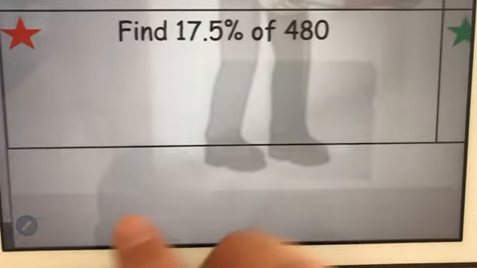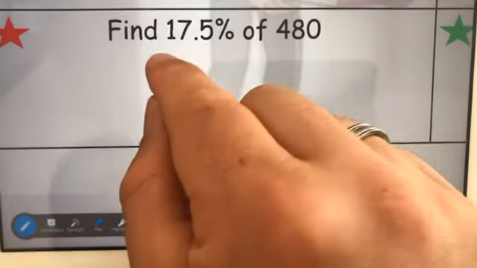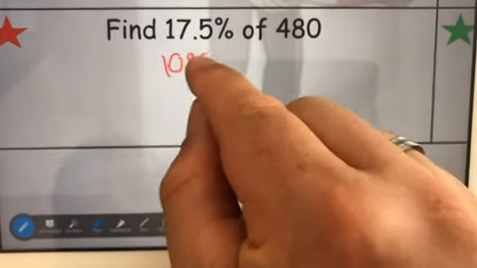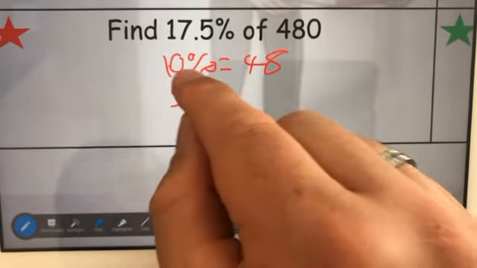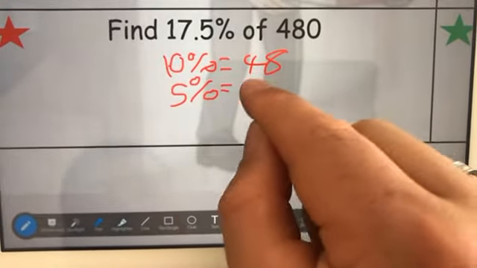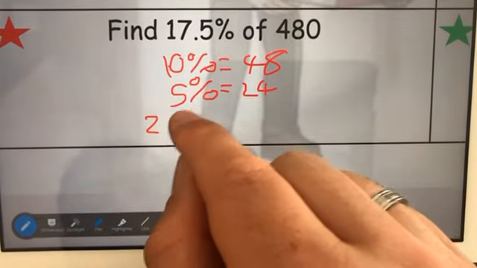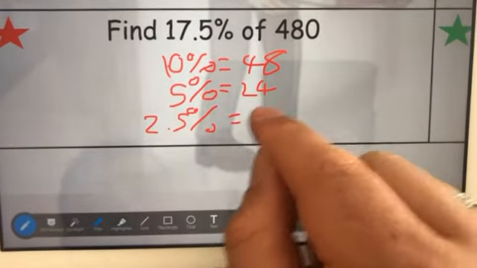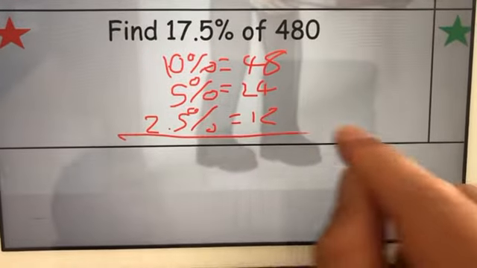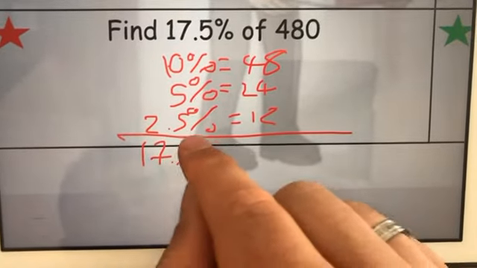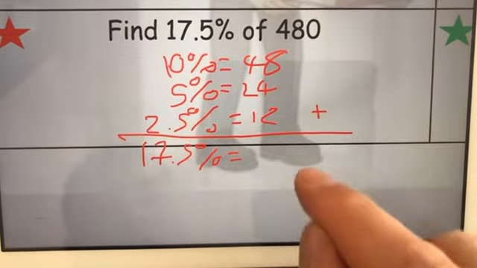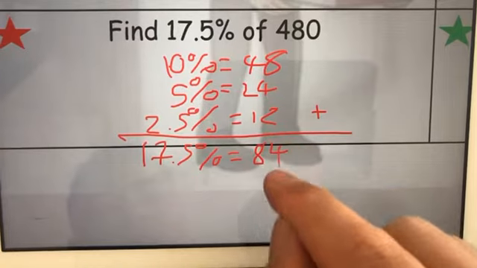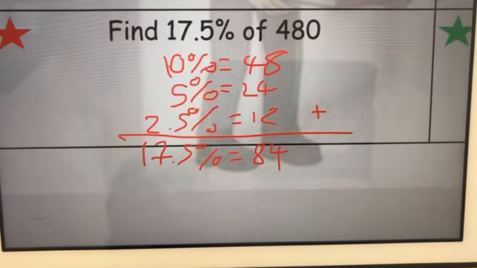Last three. 17.5% of 480. 10% is 48. 5% would be half of that, which is 24. 2.5% would be half of that again, which is 12. Now my answer for 17.5% is all of those bits added up. So if I add all those up, I end up with 84. So my answer, 17.5% of 480, is just positive 84. 1 point.